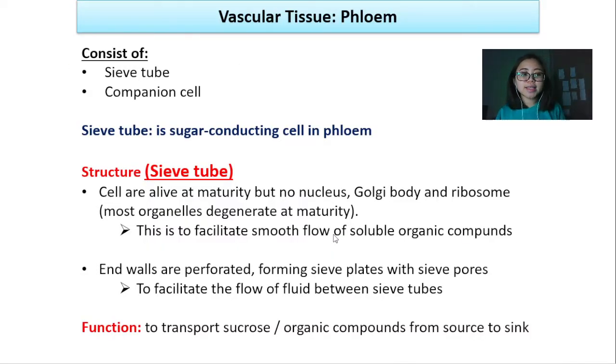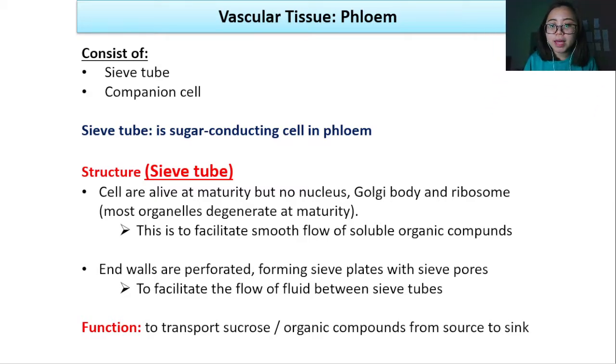All right, let us move on to the next type of vascular tissue, which is the phloem. Okay, the phloem will consist of a sieve tube and a companion cell. And the sieve tube is the part that is sugar conducting. It is the sugar conducting cell in the phloem. Bila kita mau cakap pasal structure dia, kita start dengan ceritakan sieve tube dulu. So, we look at the sieve tube first.